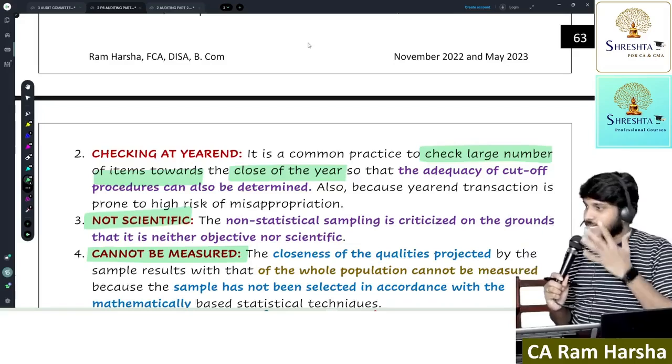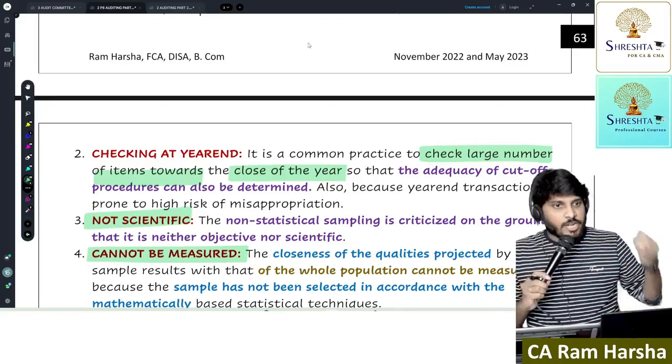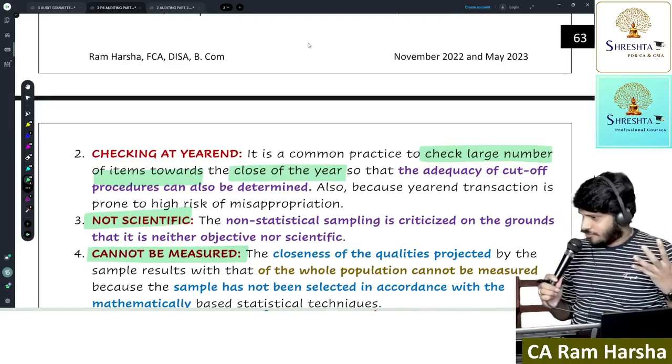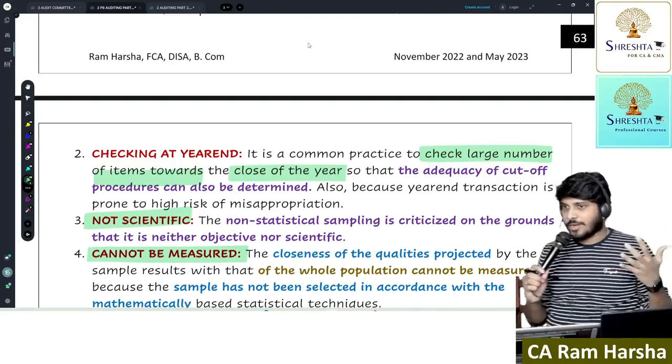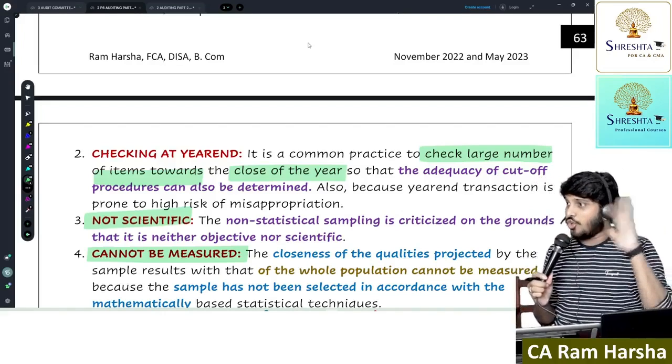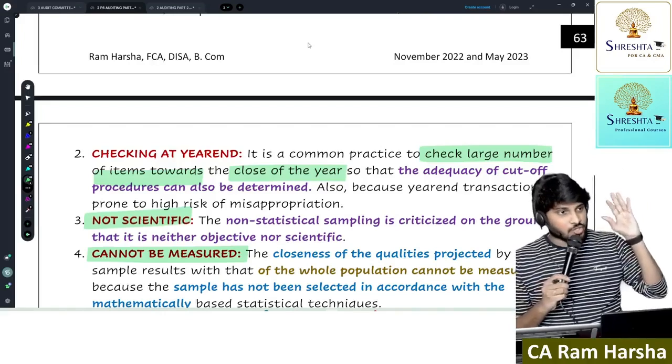Getting it? Sample size is a level. See, you need how much level of assurance? I need more level of assurance. Naturally, I select more number of transactions. Are you getting the point? So sample size will be that much where sampling risk is low. Nothing but where audit risk is low.